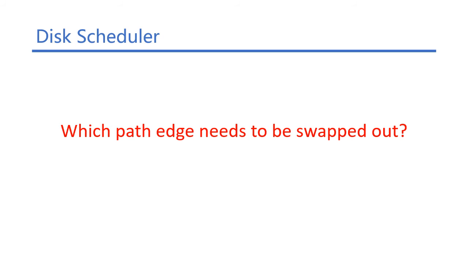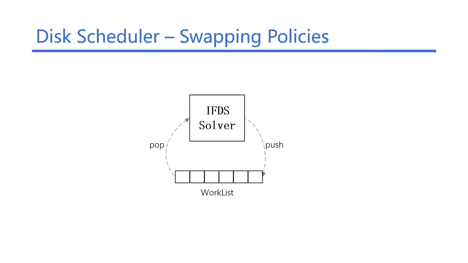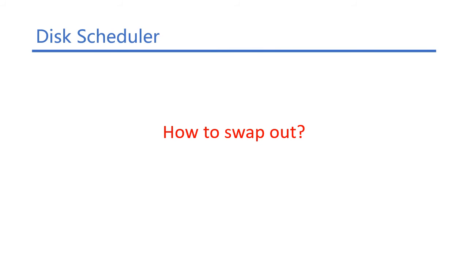Which path edge needs to be swapped out? The IFDS algorithm is a worklist algorithm. The IFDS solver produces and pushes path edges into the worklist in order, and pops the path edge at the head of the worklist to calculate and produce new path edges. Path edges at the front of the worklist will be used soon, so the disk scheduler will keep these path edges in memory first. How to swap out?